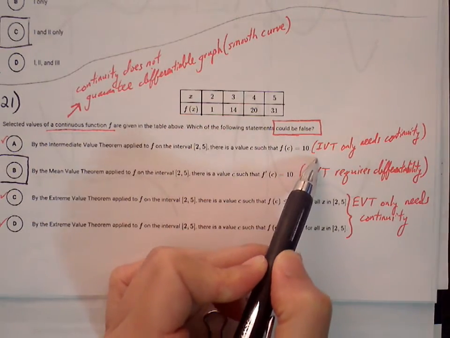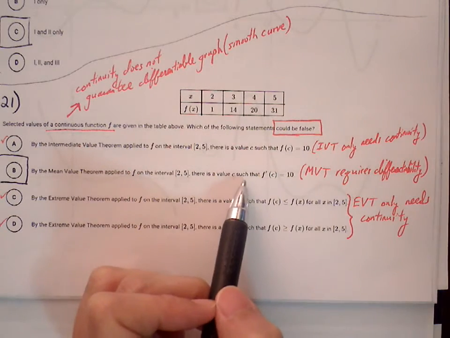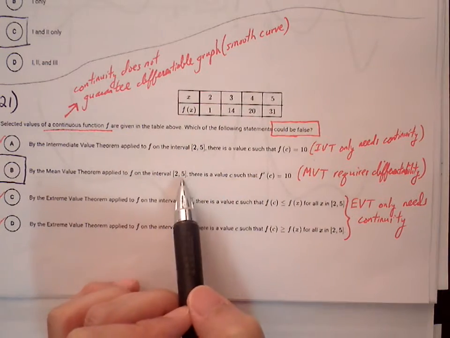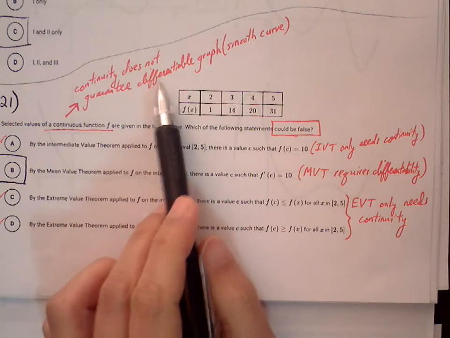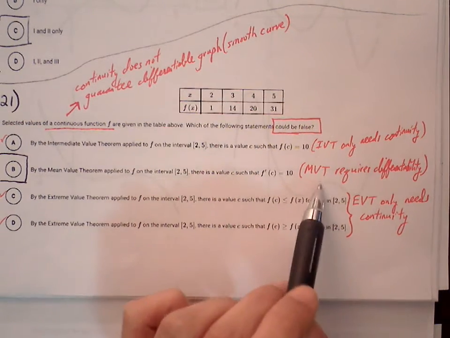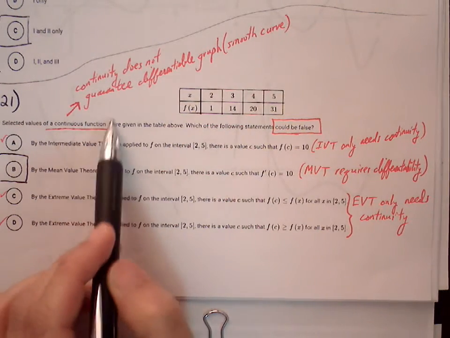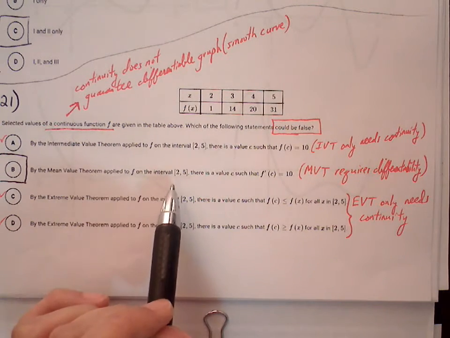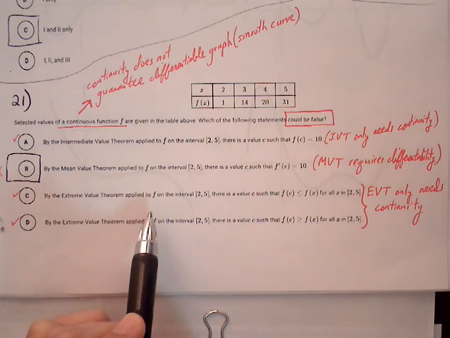So this is going to be safe. By mean value theorem, there's a value such that f prime of c is equal to 10. If we want to do mean value theorem, if we're trying to guarantee a slope, we can't guarantee a slope if we're not told that the graph is smooth all the way through. So mean value theorem does require differentiability, and differentiability is not a statement that is provided for us in the beginning. So that condition is not met for sure. So this could fail. Okay, so that's our answer there.